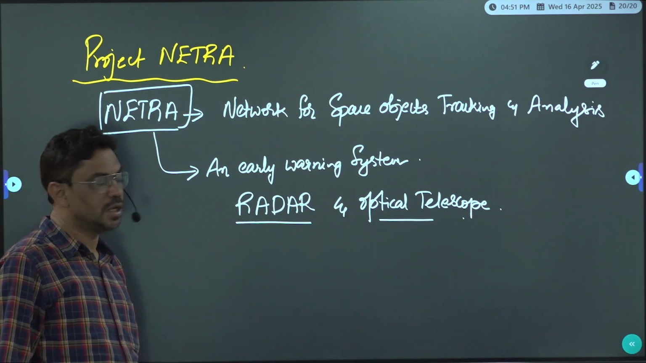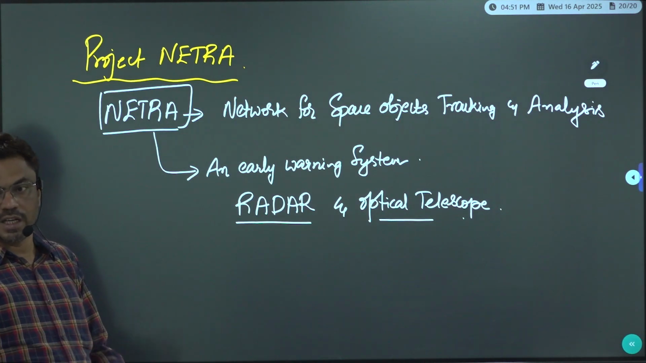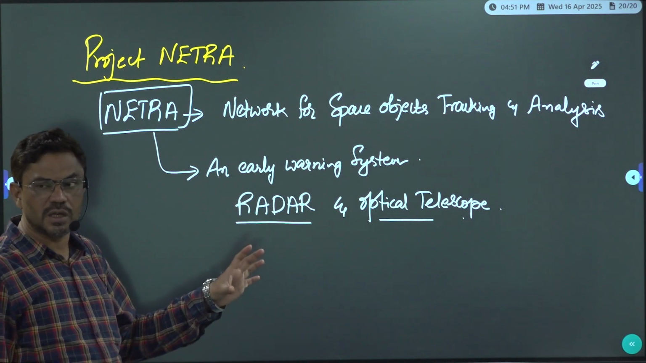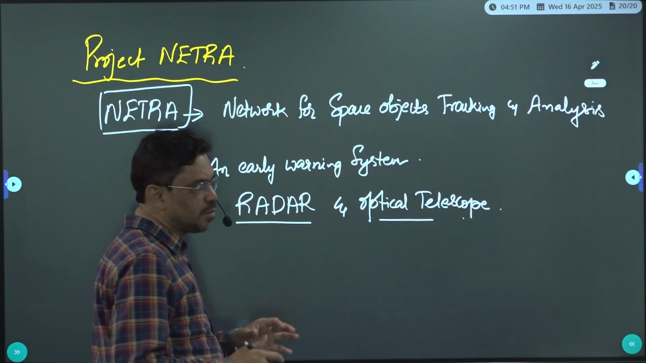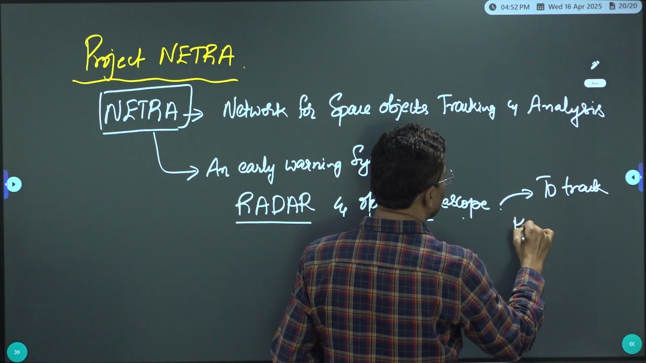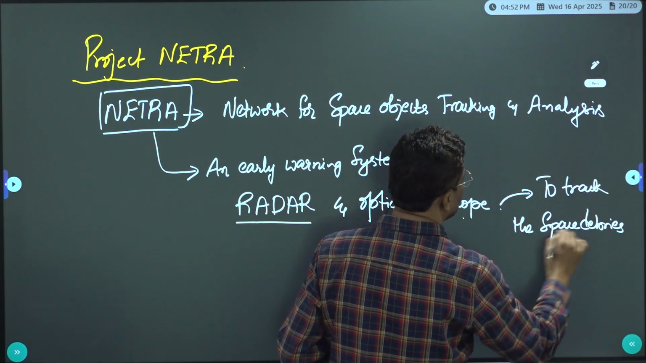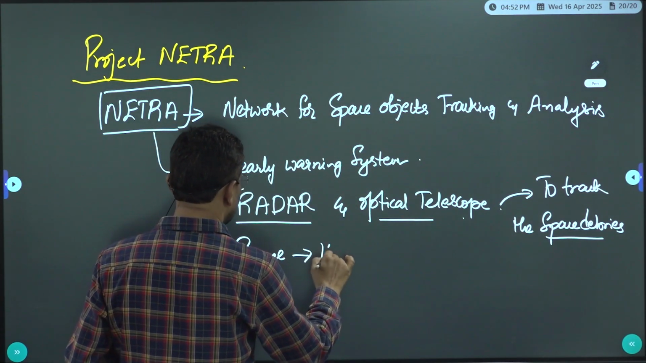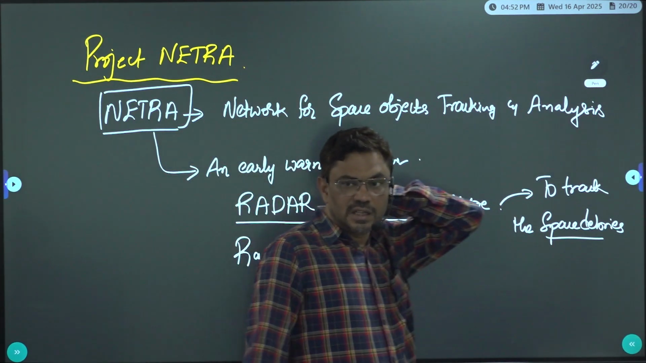It is an early warning system which carries a radar system. A radar system uses the electromagnetic spectrum, which functions based on remote sensing phenomena, and it carries optical instruments to track space objects and space debris. It has a range of 1500 kilometers. Within this 1500 kilometers range, it can track, collect and identify the space debris.